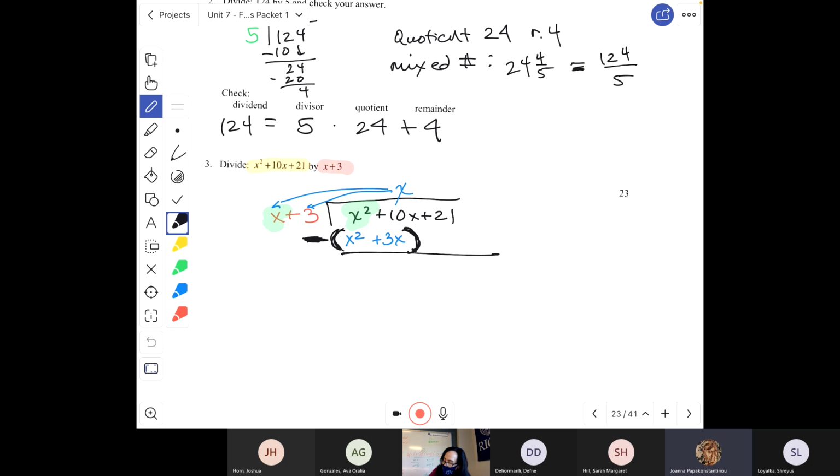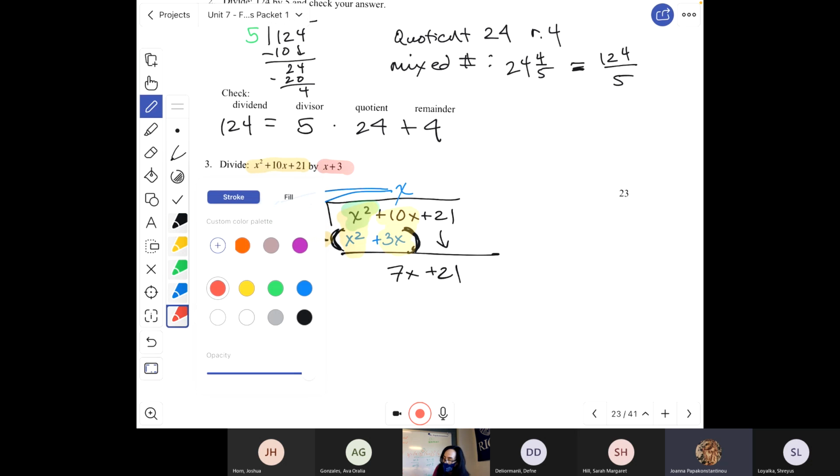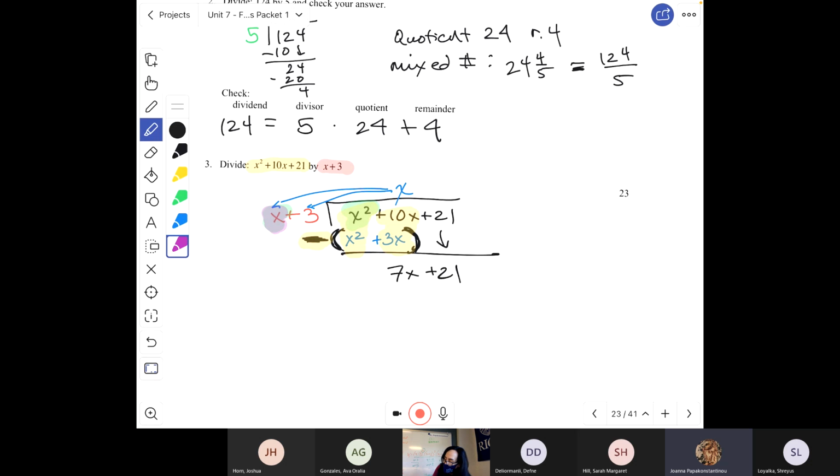So I have x squared minus x squared. I'm doing the subtraction here. X squared minus x squared, what is that going to give me? 0. Then I'm doing 10x minus 3x. What is that going to give me? 7x. So I have 7x, and then I'm going to bring down my plus 21. Now I'm going to go through the same process. I am now going to ask myself, what am I multiplying by x to get 7x? And you would say a plus 7. Make sure these stay expressions, polynomials, plus or minus.